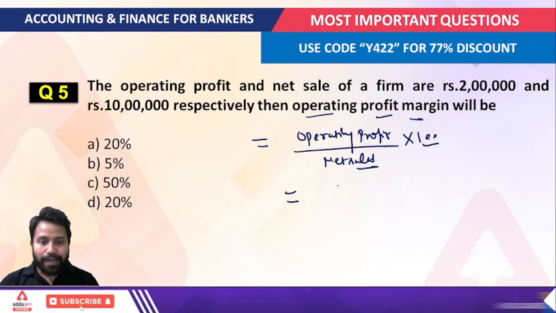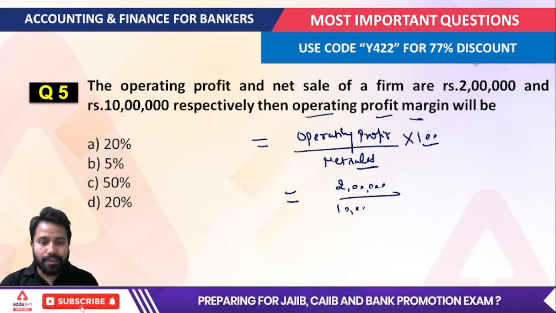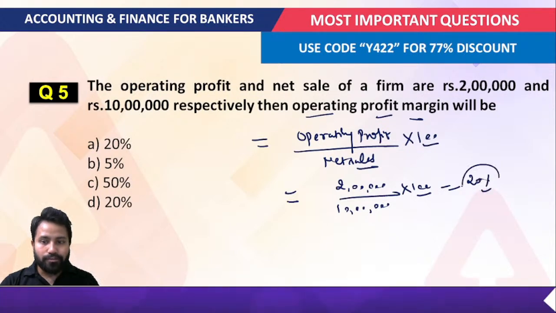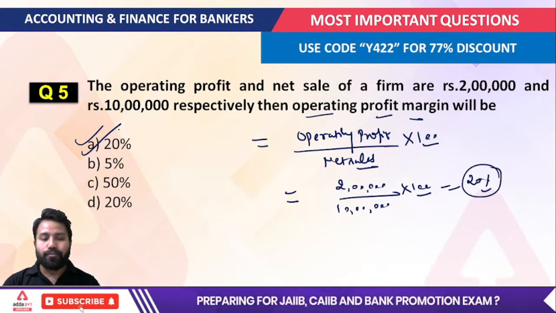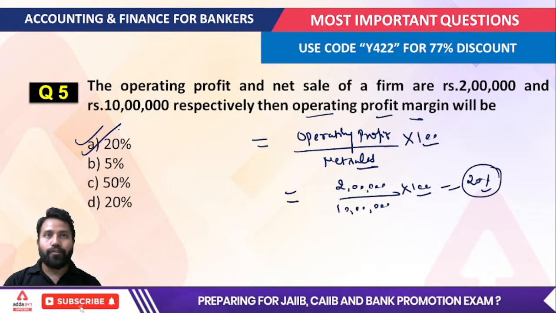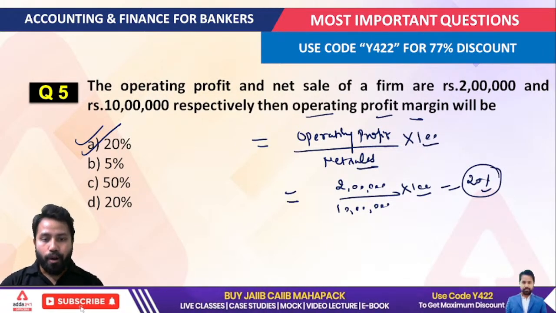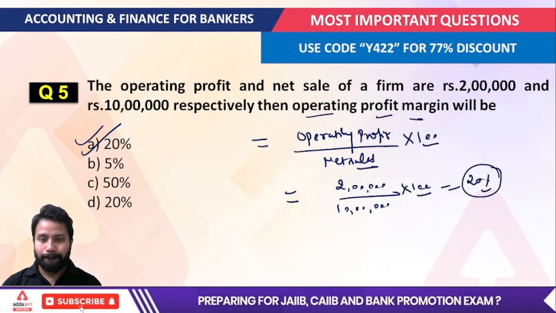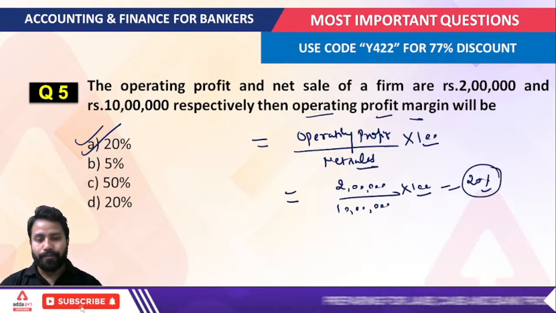So the operating profit given is 2 lakh and the net sales given is 10 lakh, multiplied by 100. So this will become your 20%. Okay, so the correct answer of this question is 20%. Operating profit margin is equal to your operating profit divided by the net sales. Okay, so this is how you have to solve the questions. Is everyone understanding here? Next question.